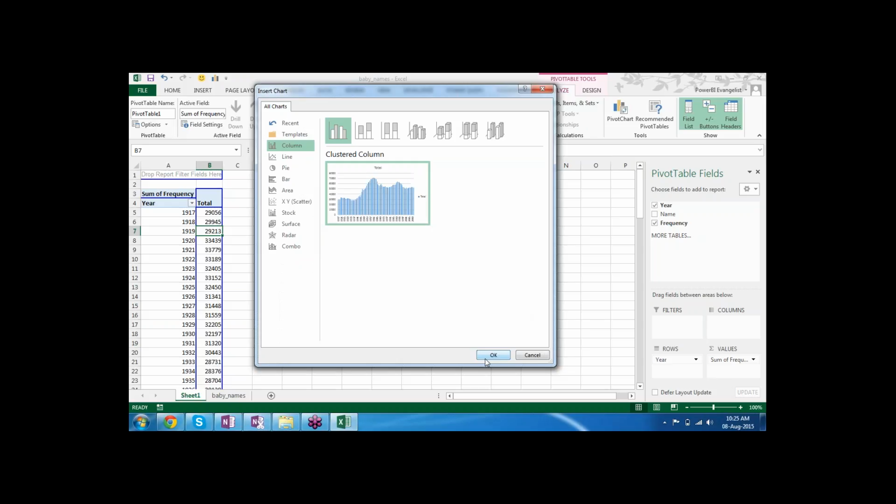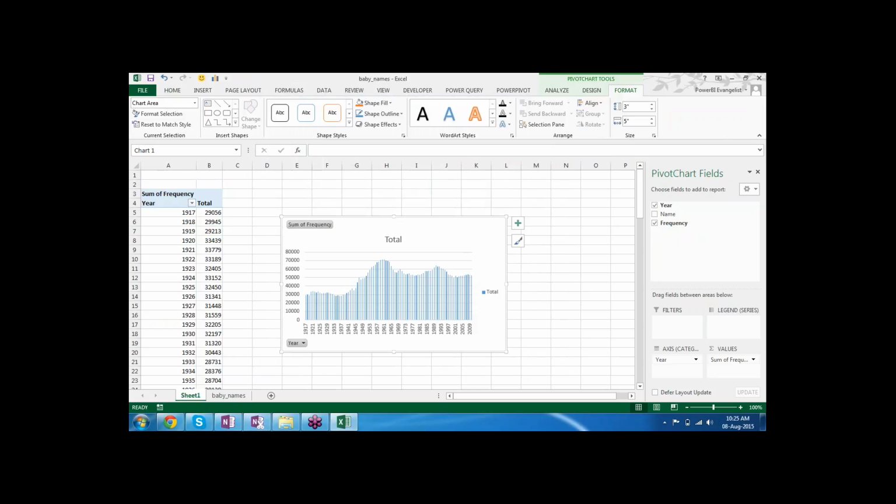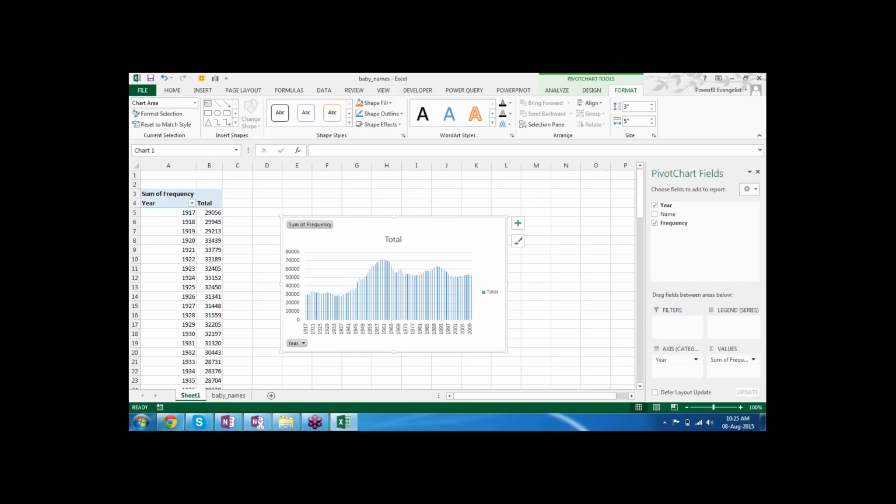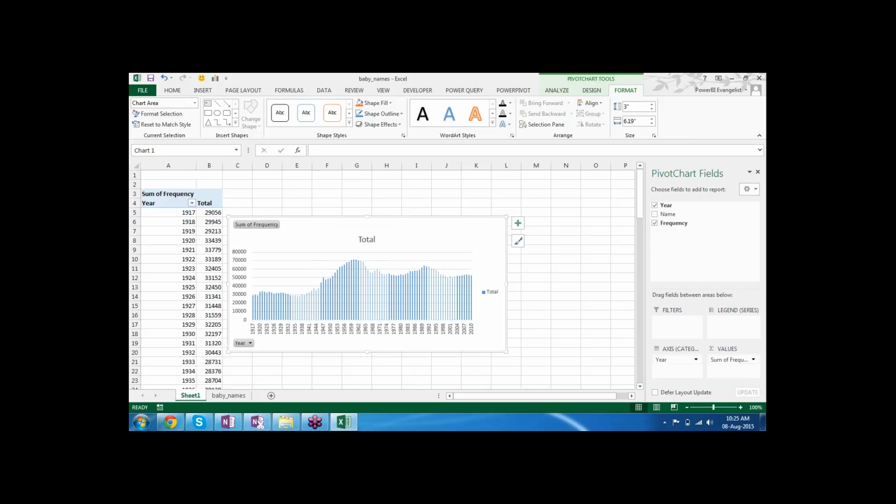Both of them are fine. So let me take this column chart and see how it is looking. Instantly we can have a look at the growth of population. We can see that if you simply do like this, it expands.